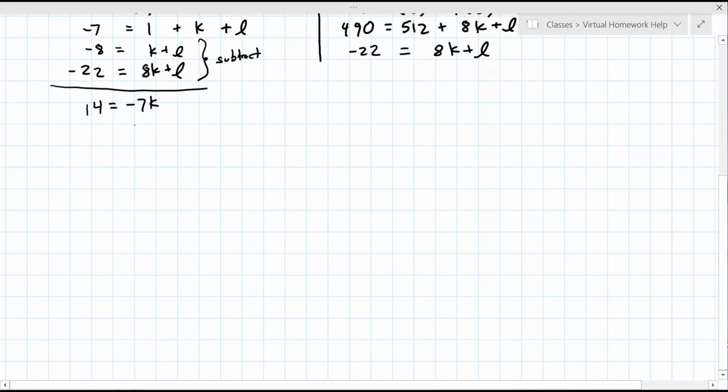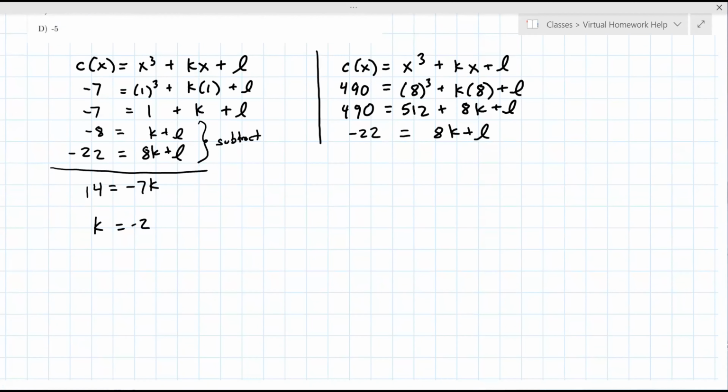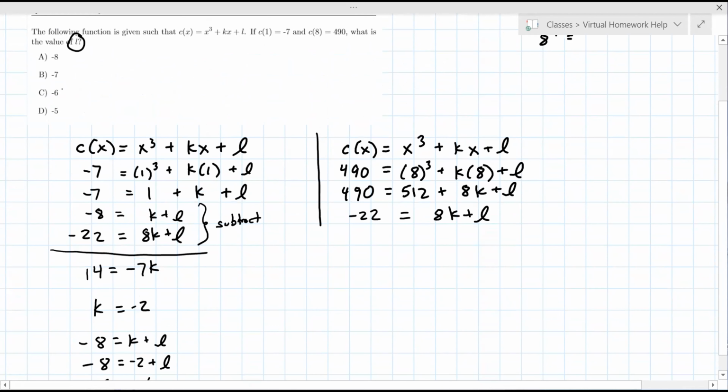All right, so if we divide both sides by -7, k ends up being -2, but k is not what we're trying to find. We're trying to find L, which means we have to back substitute into one equation or the other. It doesn't really matter which one we choose. I'm going to go back to -8 equals k plus L. -8 equals -2 plus L. If you add 2 to both sides, L equals -6. And if you scroll up, you can see that the correct answer is C.